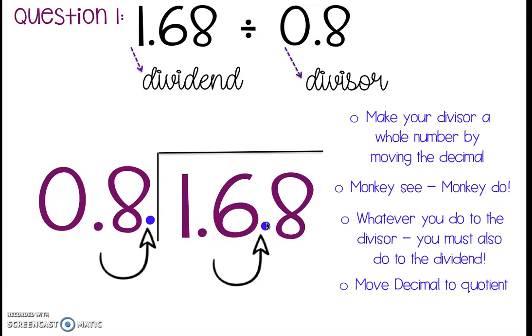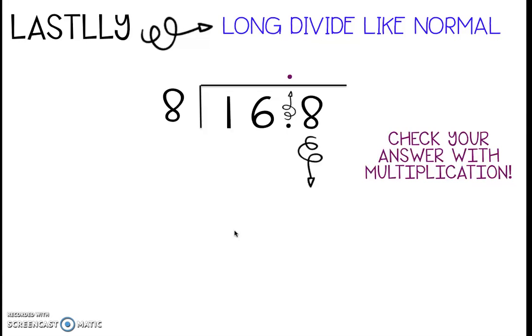Now, lastly, we've got to move our decimal point up and into the quotient before we can do any sort of solving. So, again, just make your divisor a whole number. In this case, we had to move it once. Sometimes you have to move it twice. Whatever we do out here, we're going to do the same thing inside. So lastly, we're going to divide like normal, with regular long division.